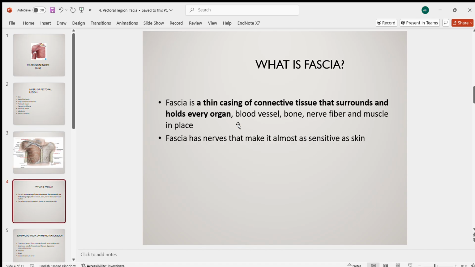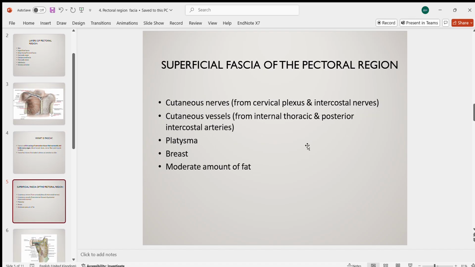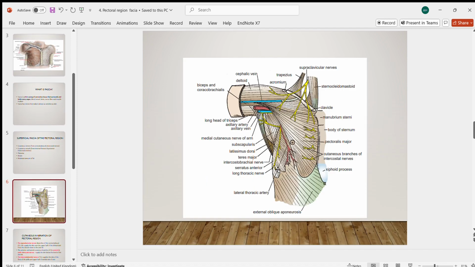What is fascia exactly? Fascia is a thin casing of connective tissue that surrounds and holds in place various organs, blood vessels, bone, nerve fibers, and muscles. The superficial fascia of the pectoral region has various cutaneous nerves, cutaneous vessels, platysma, which is a muscle, the breast, and a moderate amount of fat. In this picture, we can see the various structures that we have enumerated in the previous slide.